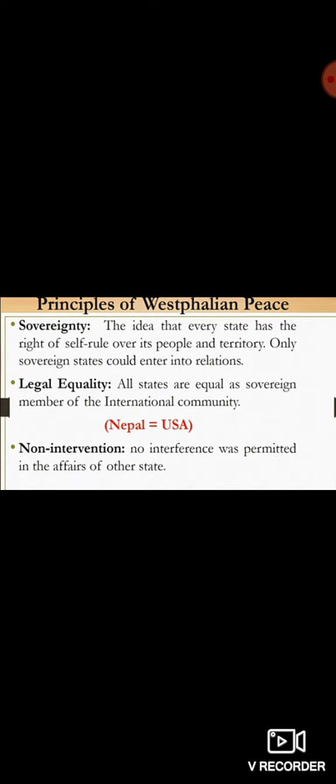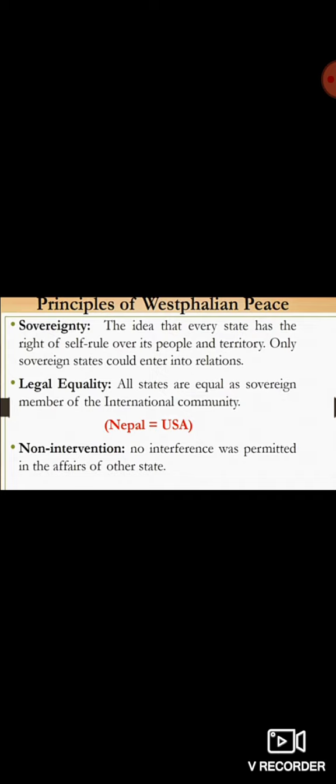If we discuss the principles of Westphalian peace, it discusses sovereignty, legal equality, and non-intervention. Sovereignty is the idea that every state has the right of self rule over its people and territory. Only sovereign states could enter into relations, because sovereignty is the most important thing in any state. So the whole Westphalian peace treaty gave the whole power to the sovereign ruler only. Due to sovereignty, people have been given freedom and they have a right to self rule.